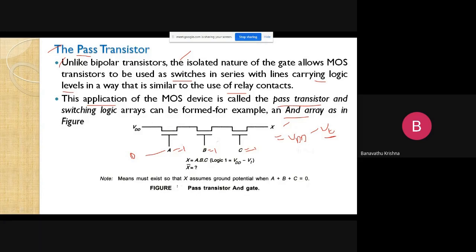Now, next. Here, one more note is given: x assumes ground potential when a plus b plus c equals 0. Okay, so this is a pass transistor.